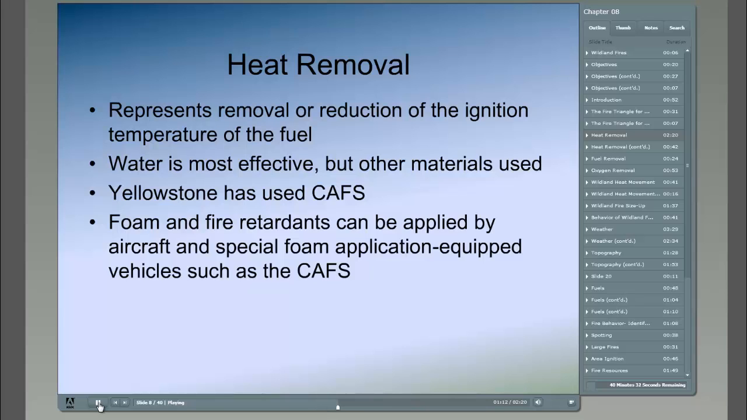For example, small amounts of water from a hose line or back pump are used to cool the fire so that firefighters can get close enough to the edge to then use tools to remove the burning fuel from the path of the fire. This action breaks the fuel side of the fire triangle.